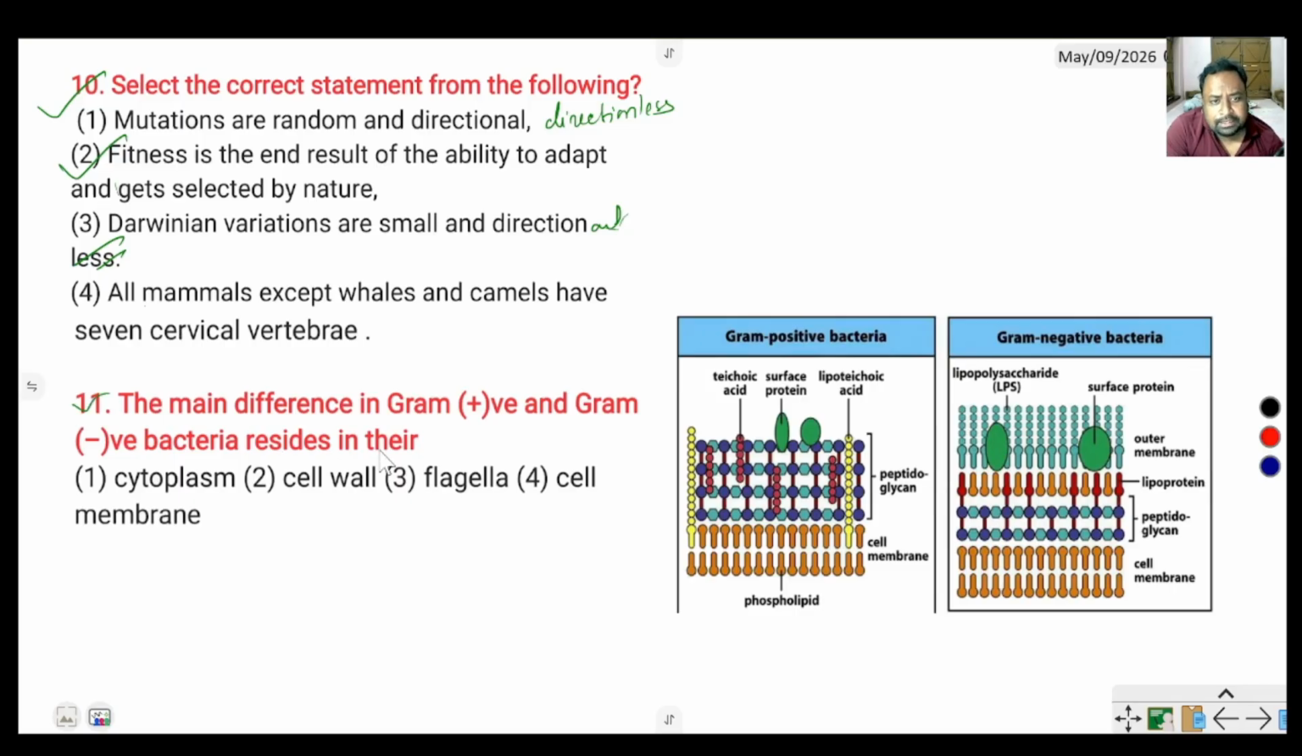Question number 11. The main difference in gram-positive and gram-negative bacteria resides in their cytoplasm, cell wall, flagella, and cell membrane. The major difference between gram-positive and gram-negative bacteria is on the basis of their cell wall. Because if you look at the cell wall structure, the outer layer of gram-positive bacteria is a thick cell wall. But in case of gram-negative bacteria, the outer layer is the plasma membrane. Okay. Here, different types of teichoic acid are present in gram-positive bacteria, but in gram-negative bacteria, there is no teichoic acid. And in gram-positive bacteria, the cell wall is thick, but in gram-negative bacteria, it is absent or very thin in layer, present between two membranes.